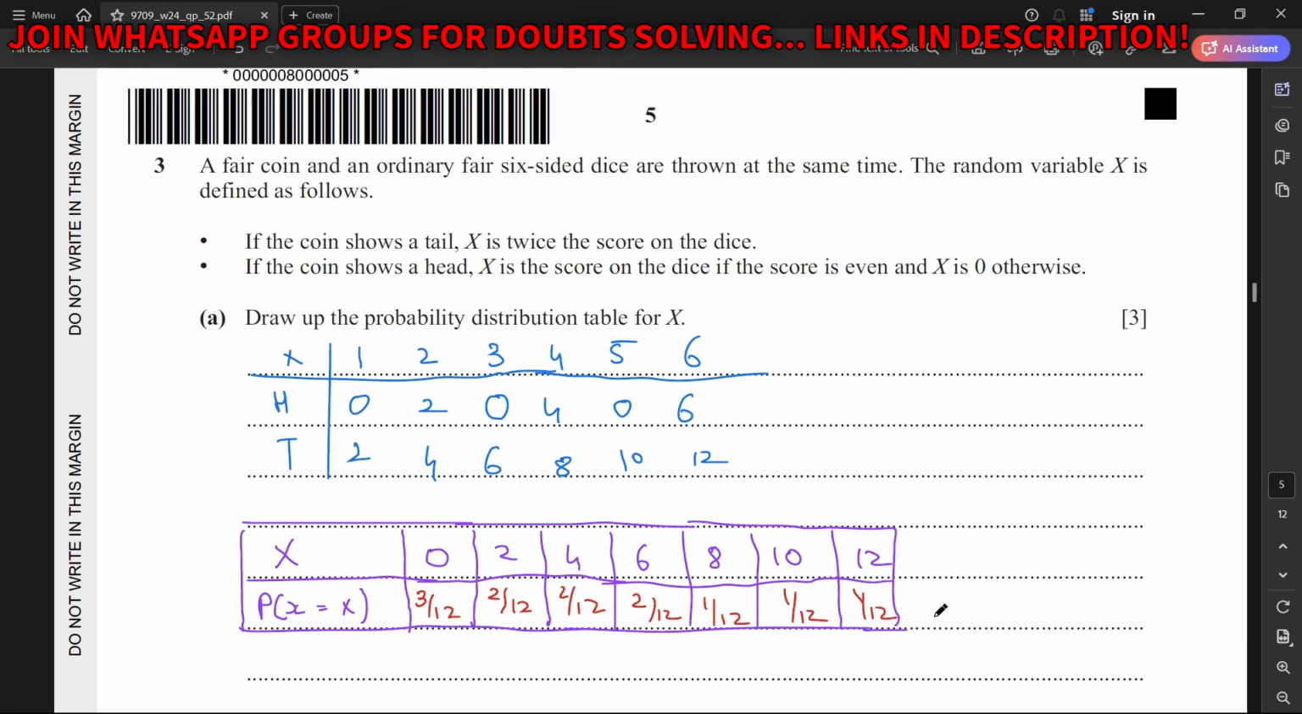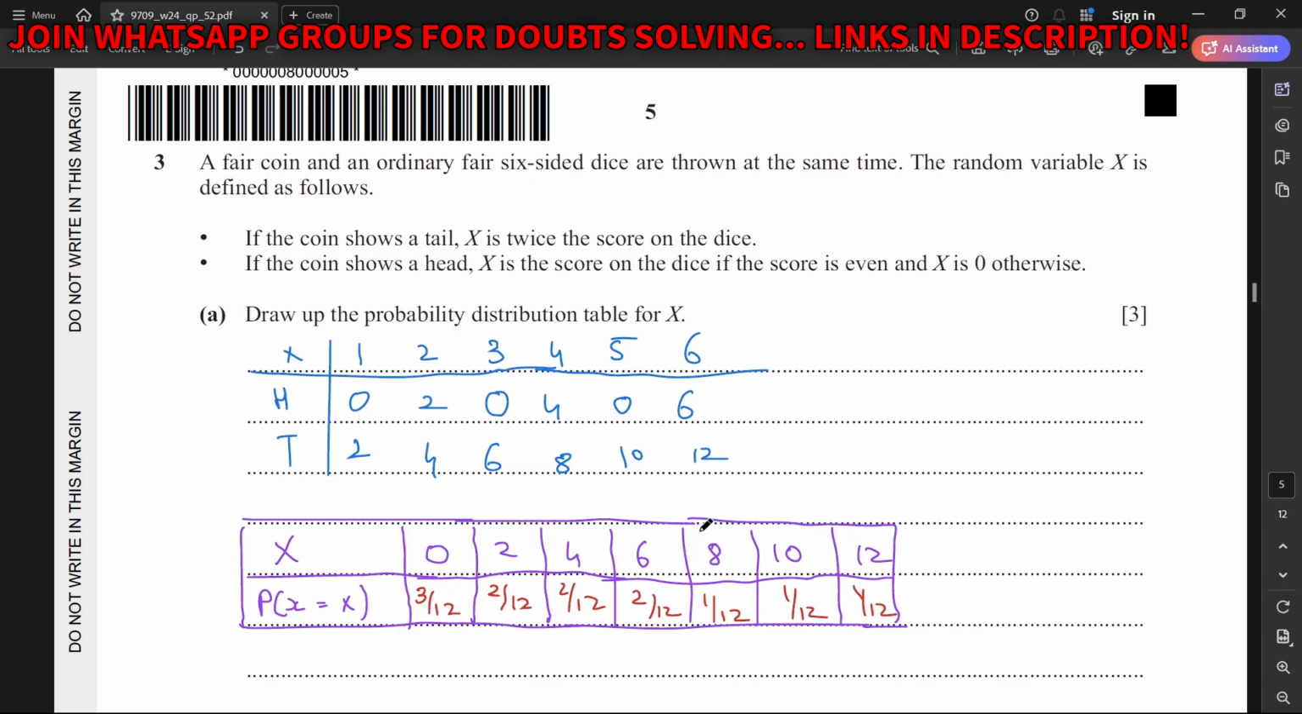We can also confirm this if it's correct or not. If sum of all the probabilities add up to 1, we are good to go. So 3 plus 2 is 5, 5 plus 4 is 9, 9 plus 1 is 10, 10 plus 2 is 12, and 12 by 12 is equal to 1. It means that our probability distribution table must be correct. That is how you solve your first part.